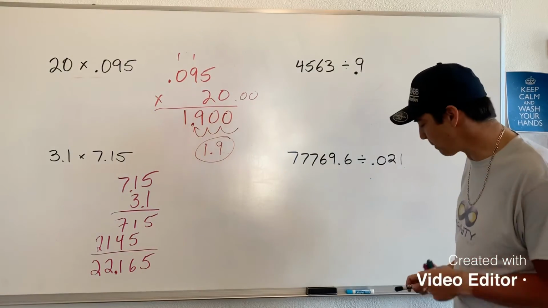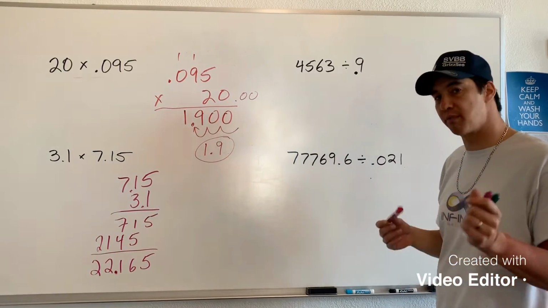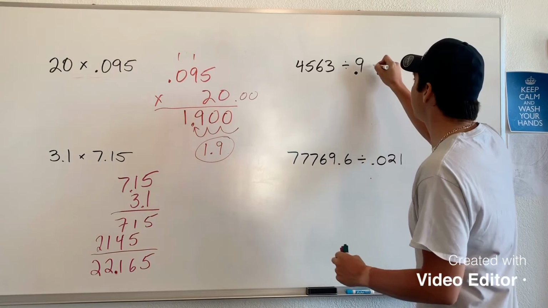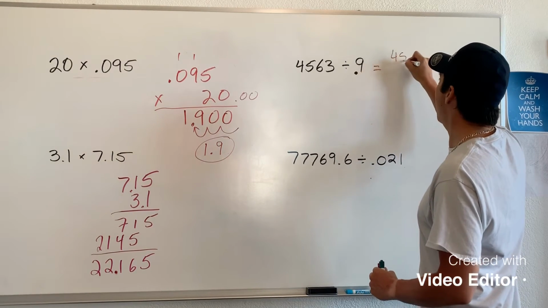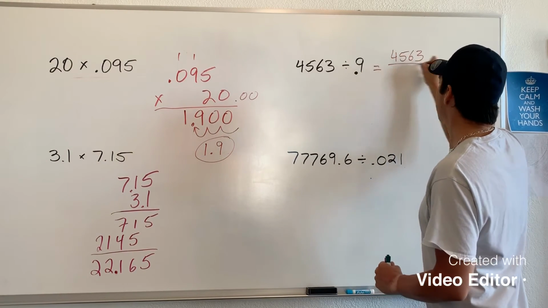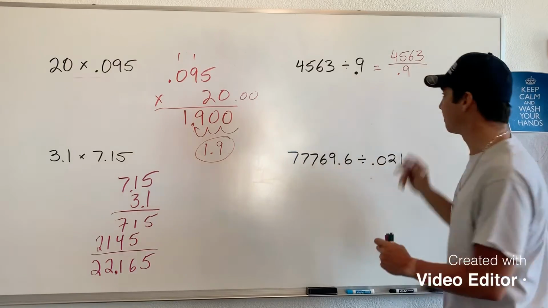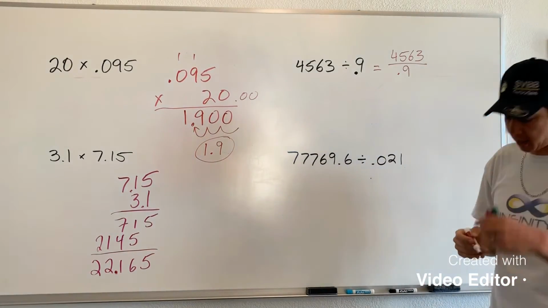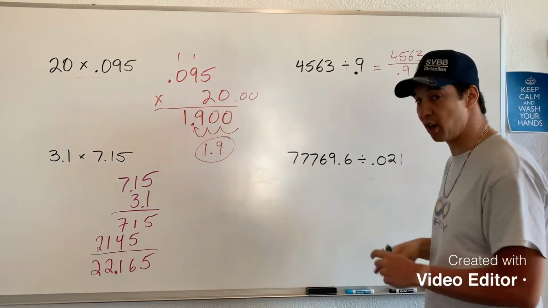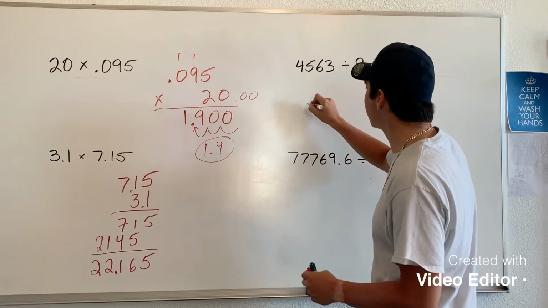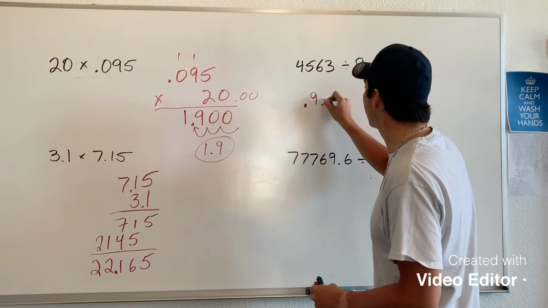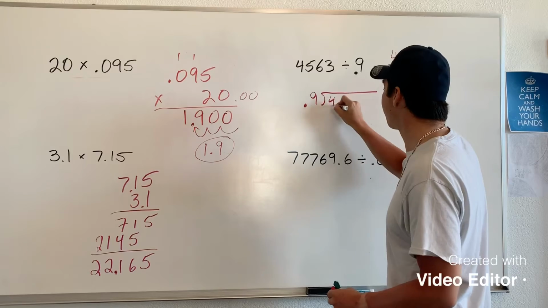That changes the game a little bit. Now, first of all, you should recognize that this is the same thing as saying 4563 divided by 0.9. It's just another way to say it. Another way to say it, the third and final way, would be how many times does 0.9 go into 4563?